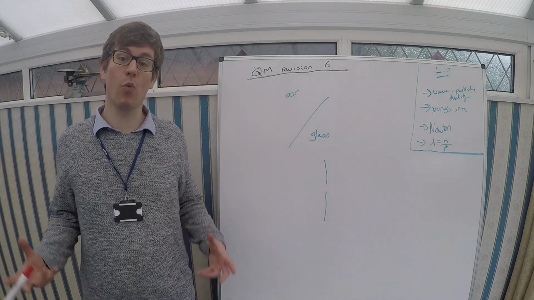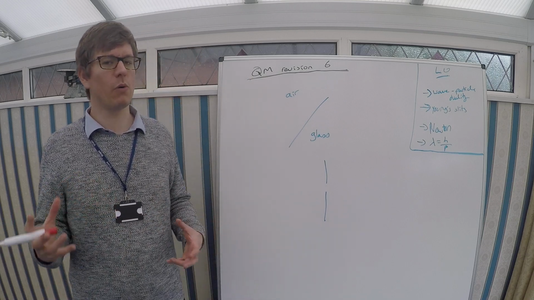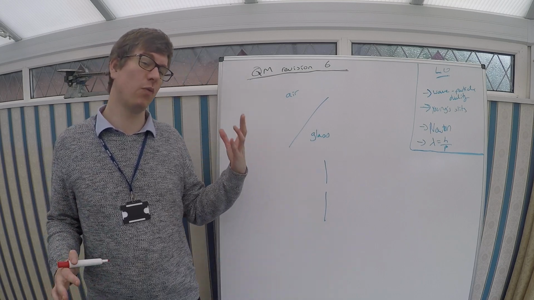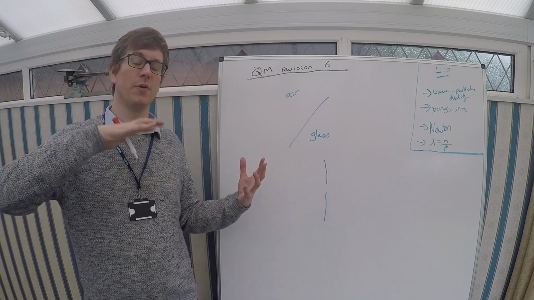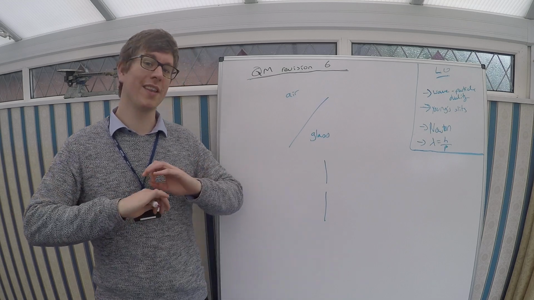Today we're going to be talking about wave-particle duality. So, when we talk about wave-particle duality, what we mean is there are lots of things that we normally think of as waves that have particle-like properties, and there are lots of things which we normally think of as particles that have wave-like properties. So let's start with light.